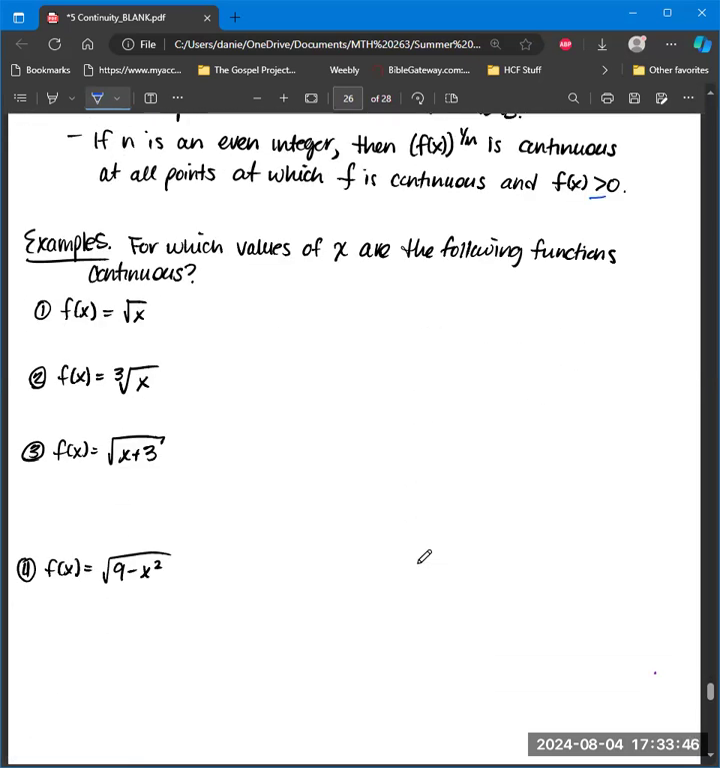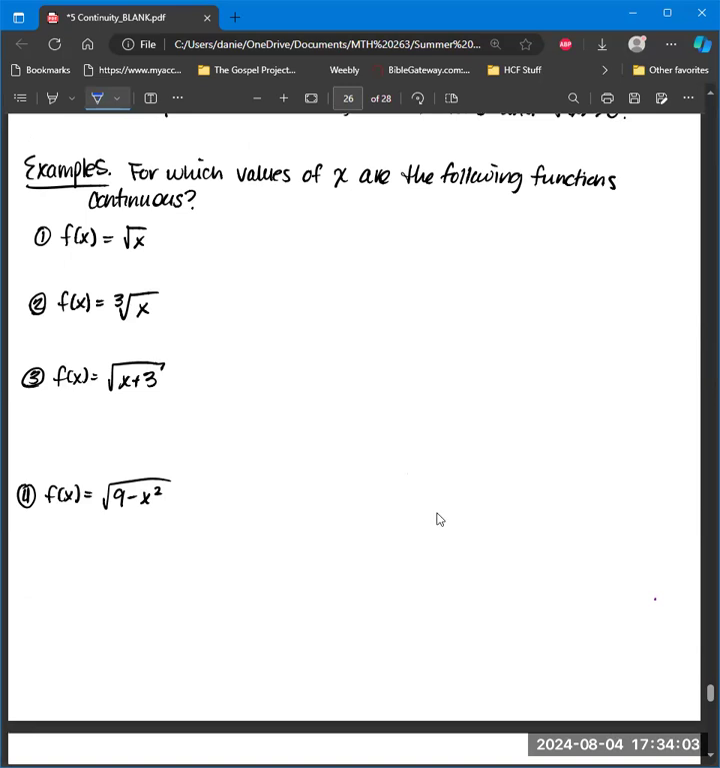For which values of x are the following functions continuous? Actually, we're not going to say equal to 0 because that would be the vertex, and we've defined that it's not continuous there. It's only continuous from one direction. So yeah, we'll say greater than 0. So we're going to say 0 to infinity there. We're going to say negative infinity to infinity here. We're going to say negative 3 to infinity here.